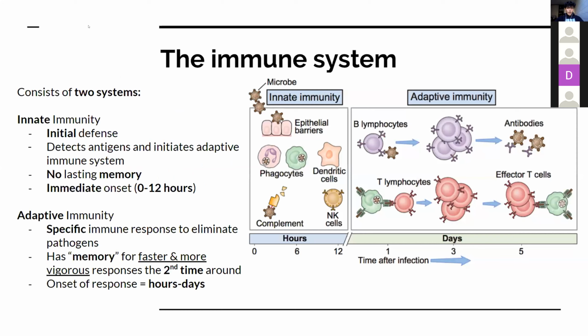Okay, so let's just broadly break down the immune system. The immune system consists of innate and adaptive immunity. Your innate immunity is your initial defense, and it's got no lasting memory, and it's immediate onset. So this is what happens immediately to prevent microbes from causing disease. Then you have your adaptive immunity, which is quite a specific immune response to eliminate pathogens, and this is quite long lasting, and it can create memory T cells and stuff like that for a faster and more vigorous response to individual pathogens. And that can last from hours to days, depending on the infection. Yeah. Let's move on.